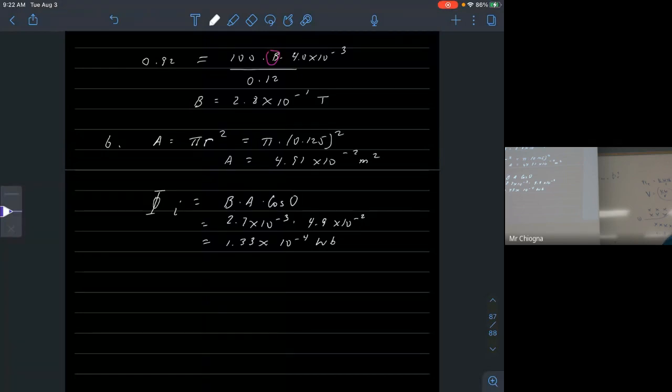Is the final 0? No, not in this case. Interesting. Okay. Oh, the magnetic field is reversed for the final. Interesting. Okay. So, yeah. The direction is 180.